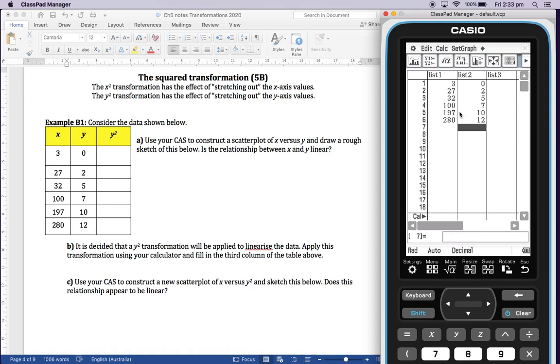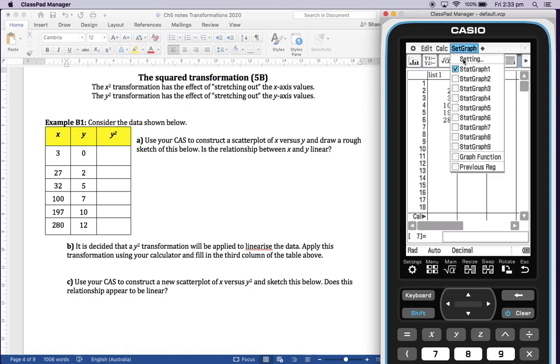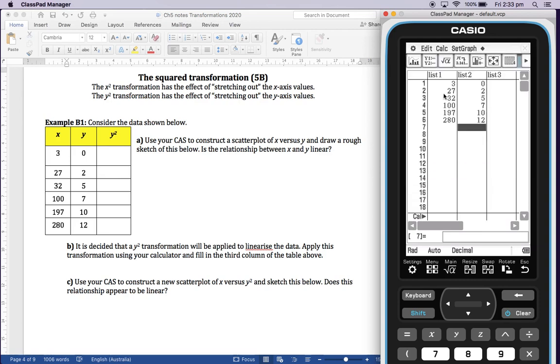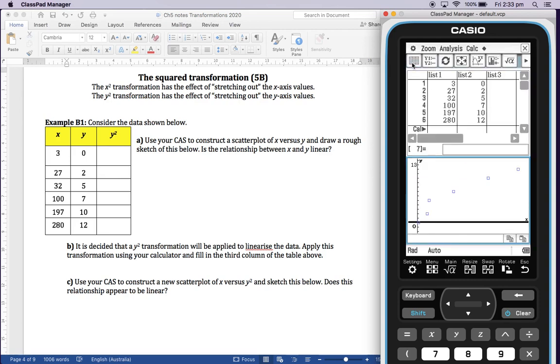And to get our scatter plot, once the data's in there, we can go set graph and then setting. We want a scatter plot. X list is list 1, Y list is list 2. So all these settings are fine. We can hit set, tap our graph button, and we get a picture of our scatter plot. Now this question was just asking for a rough sketch, so I'm just going to copy and paste this in.